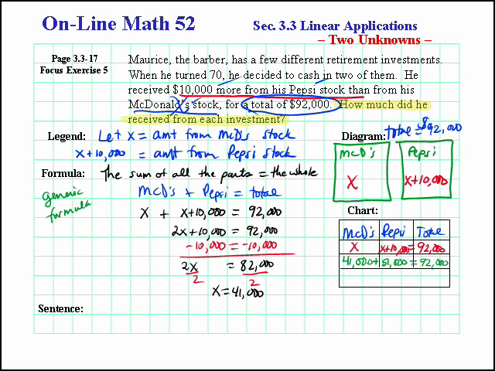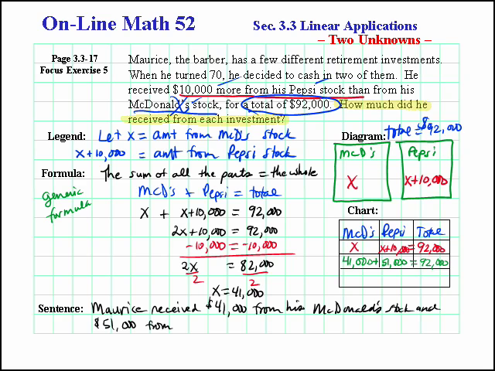Answer the question. How much did he receive from each investment? We can say this. Maurice received $41,000 from his McDonald's stock and $51,000 from his Pepsi stock.